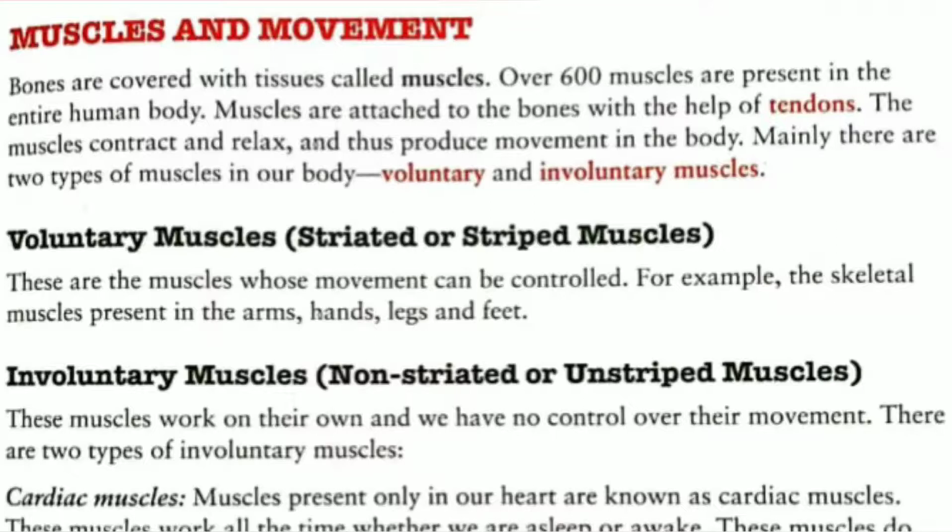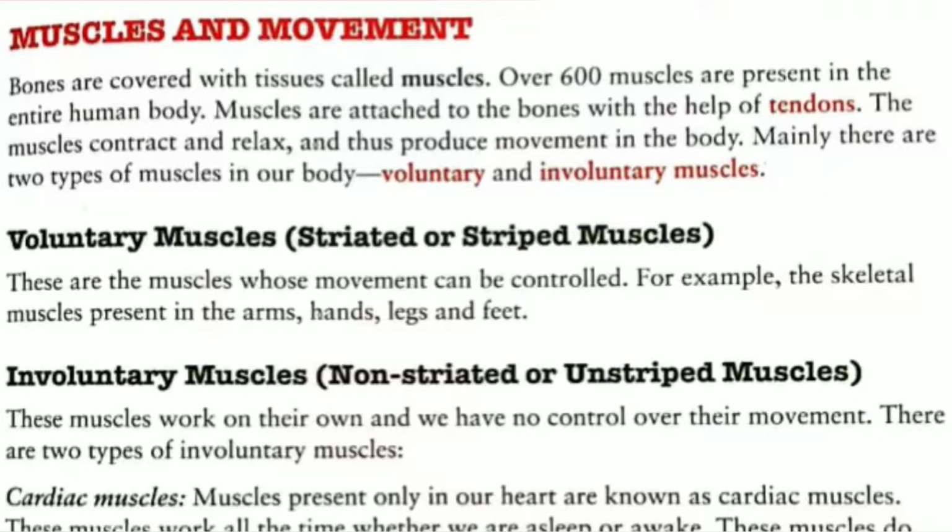Next one is involuntary muscles. They are also called non-striated or unstriped muscles. These muscles are not under our control, means we can't control the movement of these muscles. These muscles work on their own. There are two types of involuntary muscles.